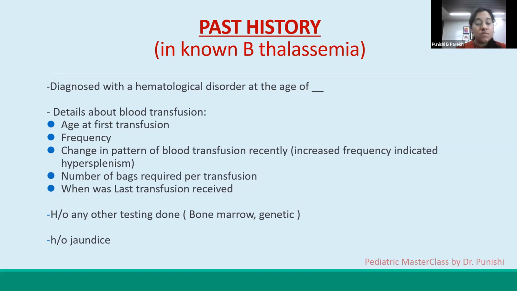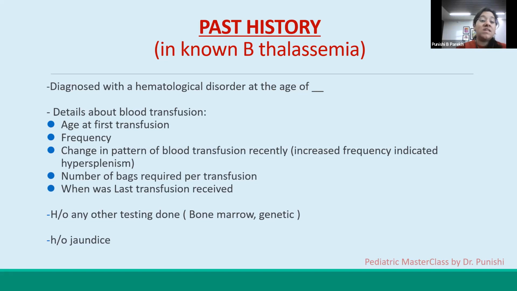Usually they receive blood transfusion every 3 to 4 weeks, depending on the pre-transfusion hemoglobin and other factors that we determine. So how often does a child require blood transfusions? Has there been a change in the pattern of blood transfusions recently? So let's say he was requiring transfusions every 4 weeks initially, but for the past few months he's requiring transfusions every 2 months. That means the frequency of transfusion has increased, which can indicate hypersplenism.